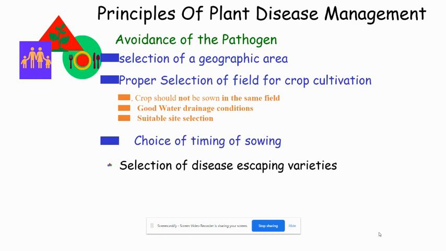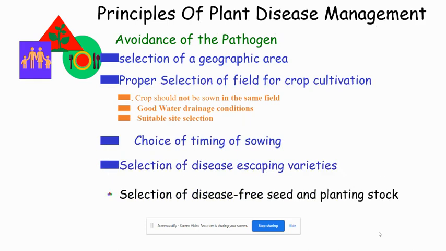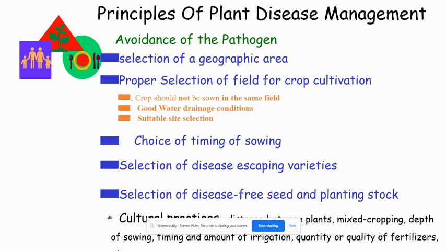We have controlled black rust of wheat by using early maturing varieties. Selection of disease-free seeds and planting stock is important, where we use vegetative propagules for the plantation, especially in case of potatoes. It is also important to reduce the occurrence of diseases by modifying some cultural practices.